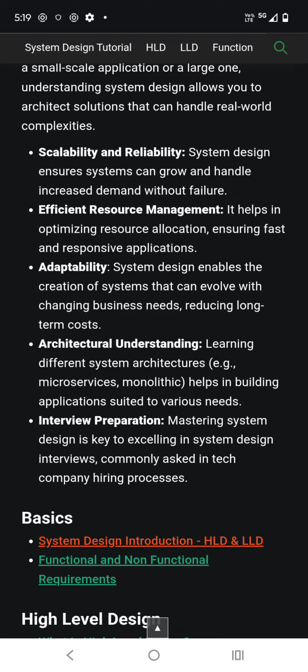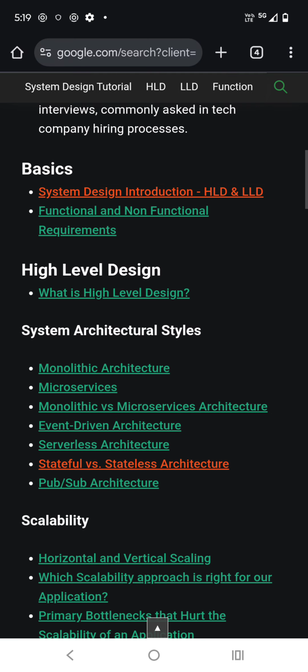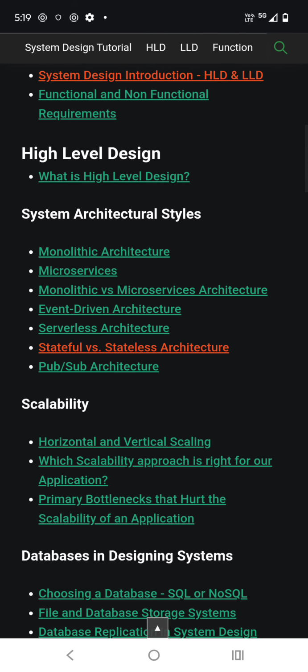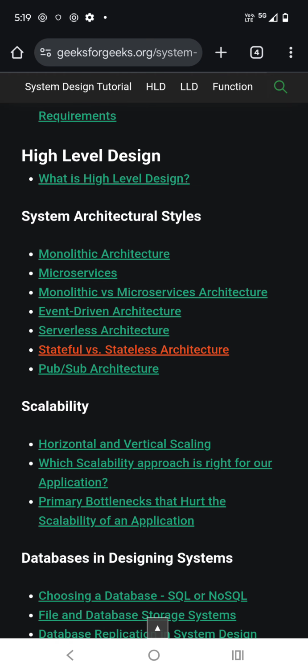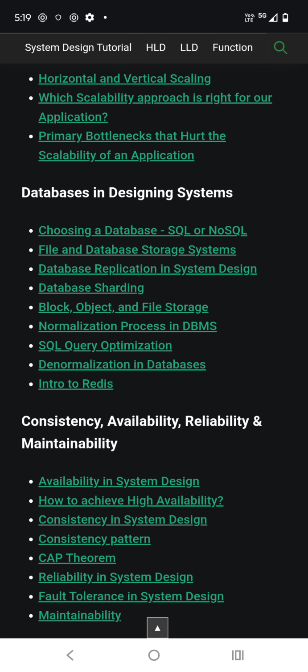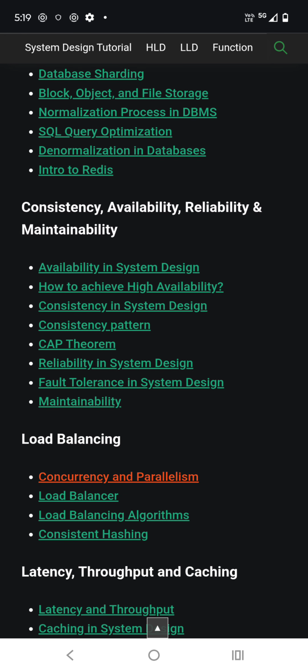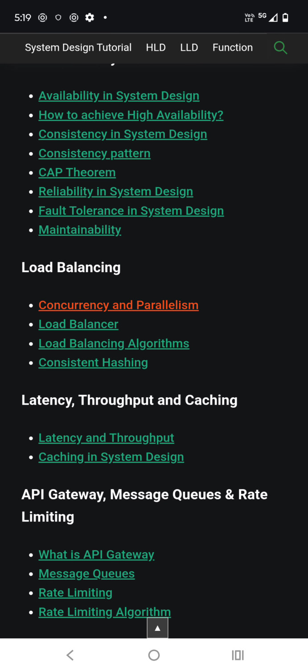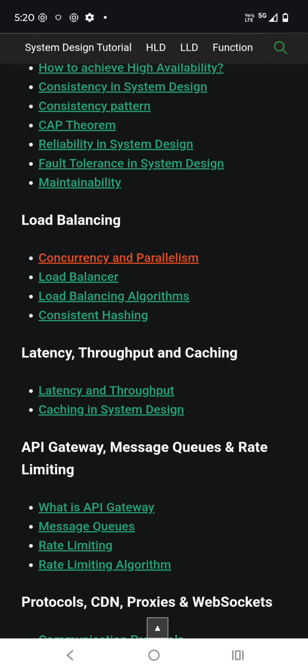So architectural understanding. Whenever we are designing a system, we should have some architectural understanding, whether it is monolithic or microservice based. We should understand that. So now I want to discuss the basics for system design, and we are going to see different factors like scalability, databases in designing system, and consistency, availability, and we are going to see the load balancing concept also.